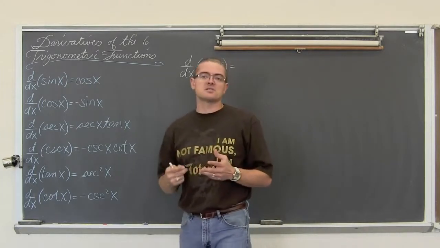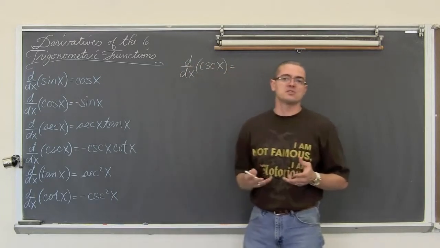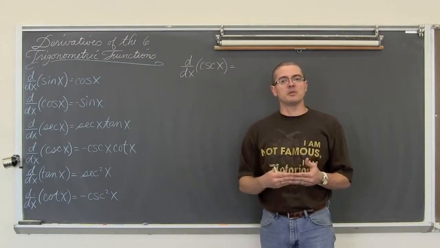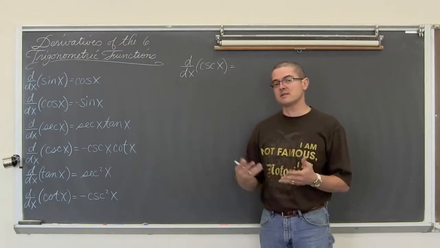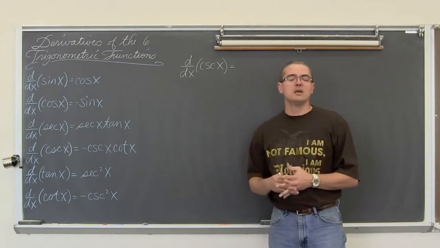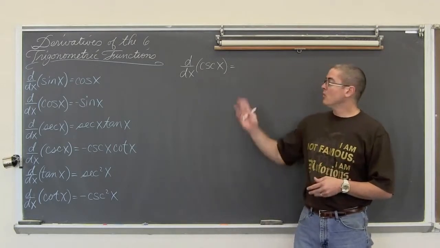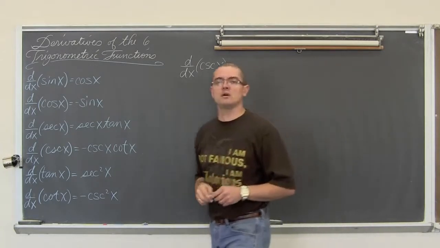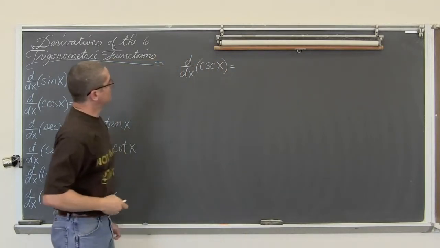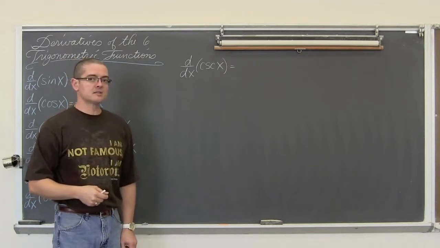Now, we're going to look at this the same way that we did our proofs in trigonometry, which is sine and cosine are the building blocks of the other four trig functions, like tangent is sine over cosine, and cotangent is cosine over sine. Well, cosecant is 1 over sine. So we have the derivative with respect to x of the cosecant of x.